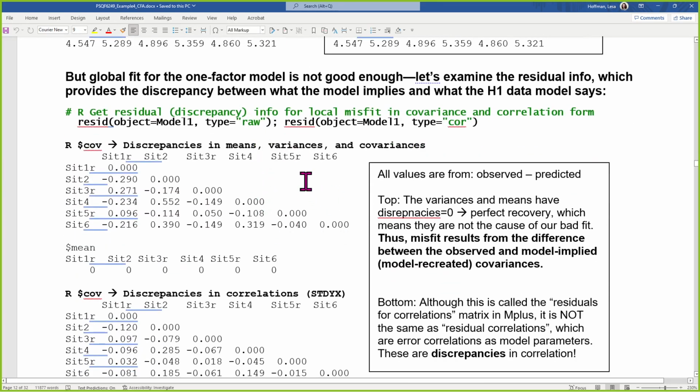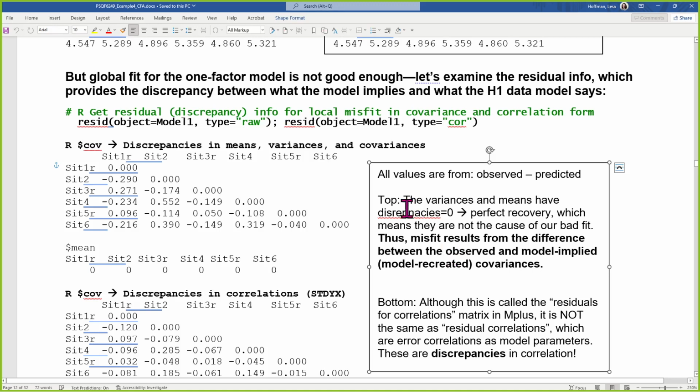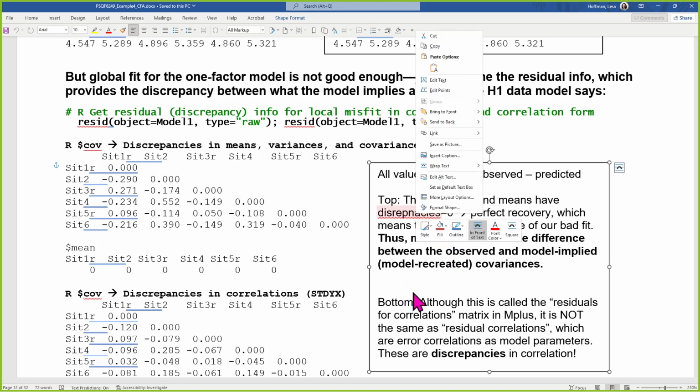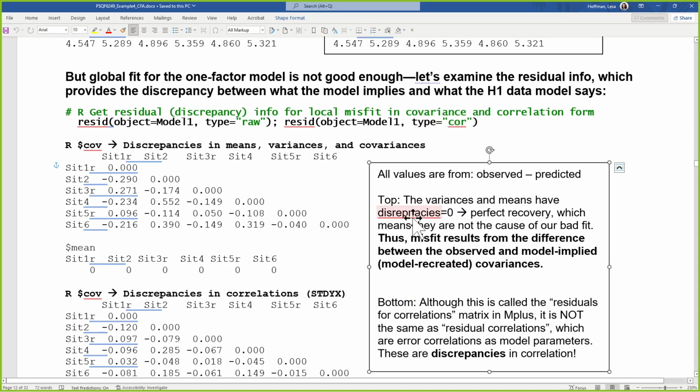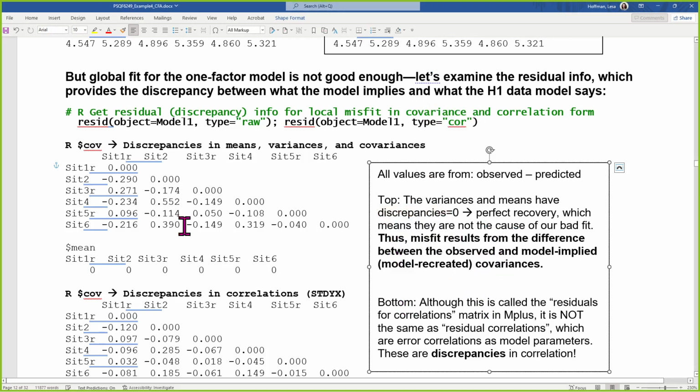So the notation is in covariances in M+, or what R calls raw. This is called a residual covariance matrix, but it's not the residuals. It is discrepancy. It's unfortunate that the same word means multiple things. But these are offnesses. I fixed this discrepancies last time, and I forgot to save it. Discrepancies. Double check if this is correct. Quite certain it is not, but thank you.